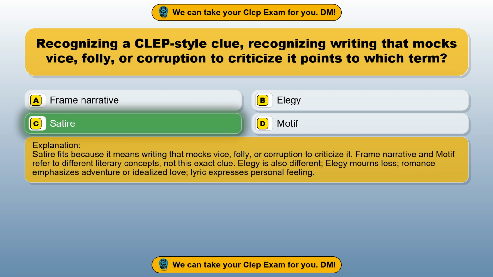Satire fits because it means writing that mocks vice, folly, or corruption to criticize it. Frame narrative and motif refer to different literary concepts, not this exact clue. Elegy is also different, elegy mourns loss, romance emphasizes adventure or idealized love, lyric expresses personal feeling.